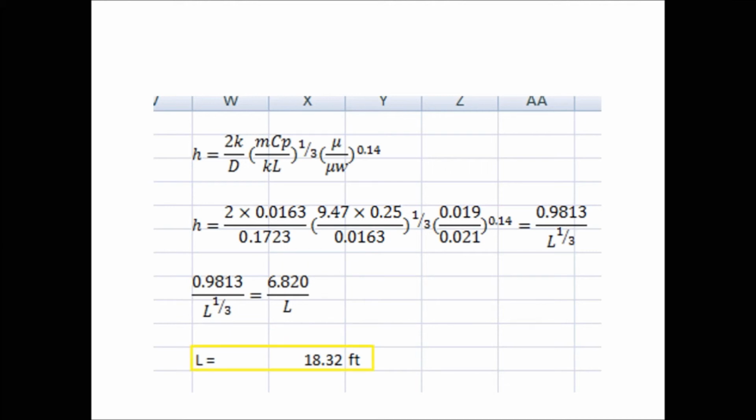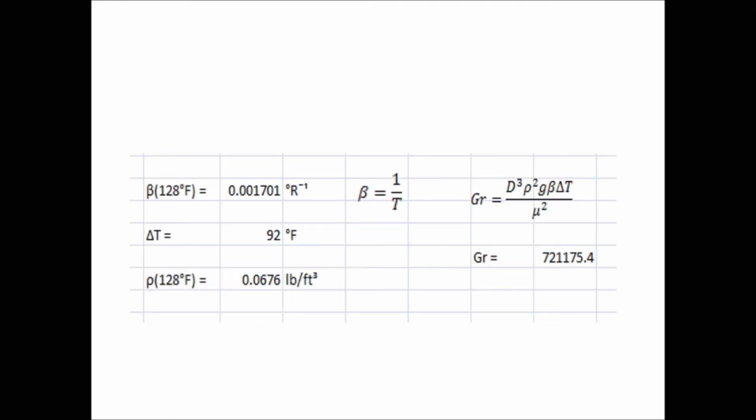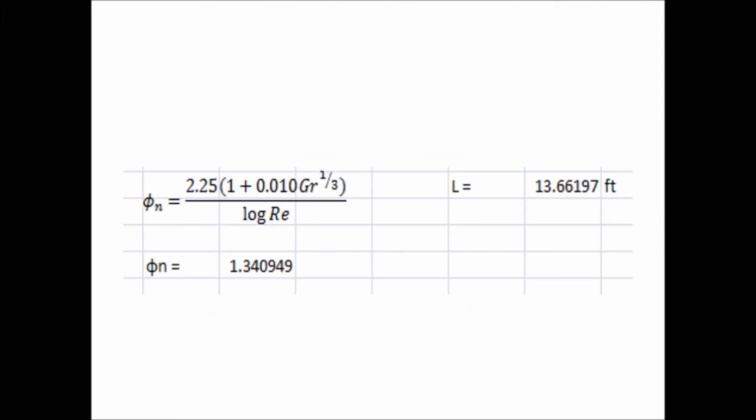The length obtained can be corrected for the effect of natural convection. This requires the calculation of the Grashof number. First, we can calculate beta at 128 degrees Fahrenheit. Delta T and density are also obtained. From the given formula of the Grashof number, we can plug in all the values we have and obtain the Grashof number. From this equation, which is the formula of the effect of natural convection, the value obtained here is used to correct the value of the length before by dividing it from the first length calculated. So the final value of length now is 13.6619 feet.